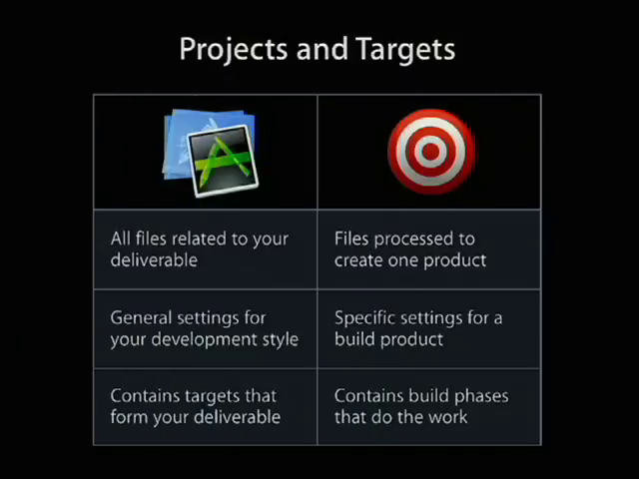So you may have noticed that there was a little bullseye icon in the Groups and Files pane called Targets. What's a target, and what's the difference between your projects and your targets? Well, a project contains references to all the files related to your deliverable. So my deliverable might be an application that I'm linking against a couple frameworks. I have to build my frameworks. I have to build my application.